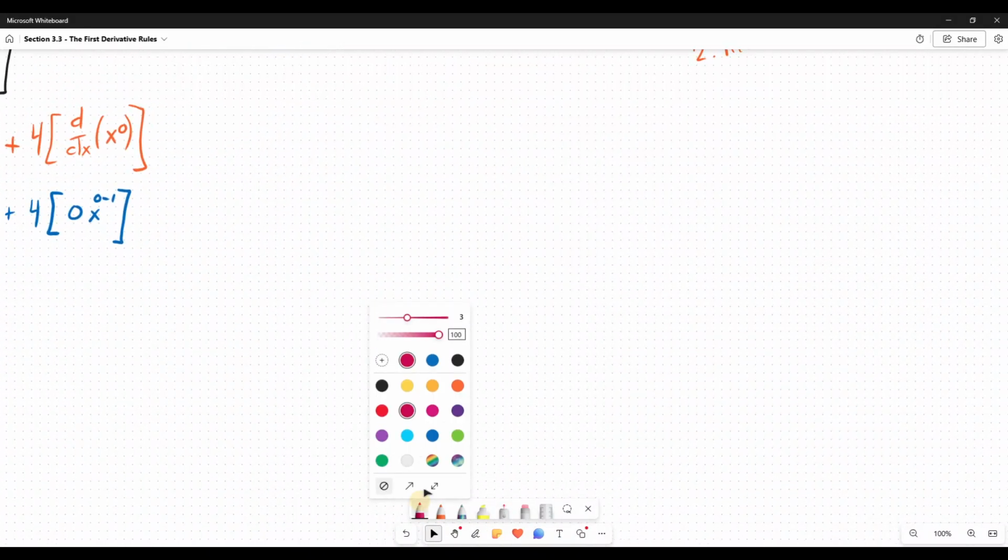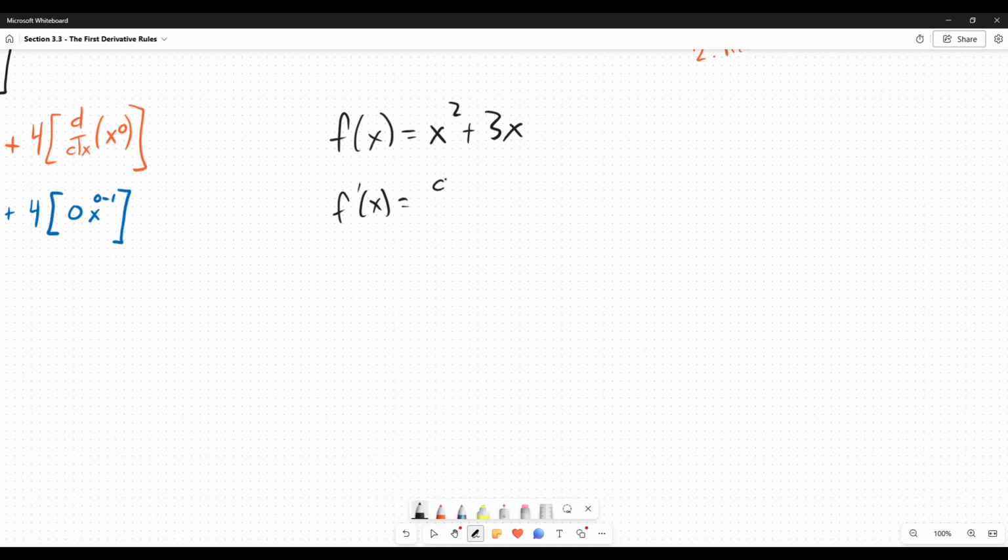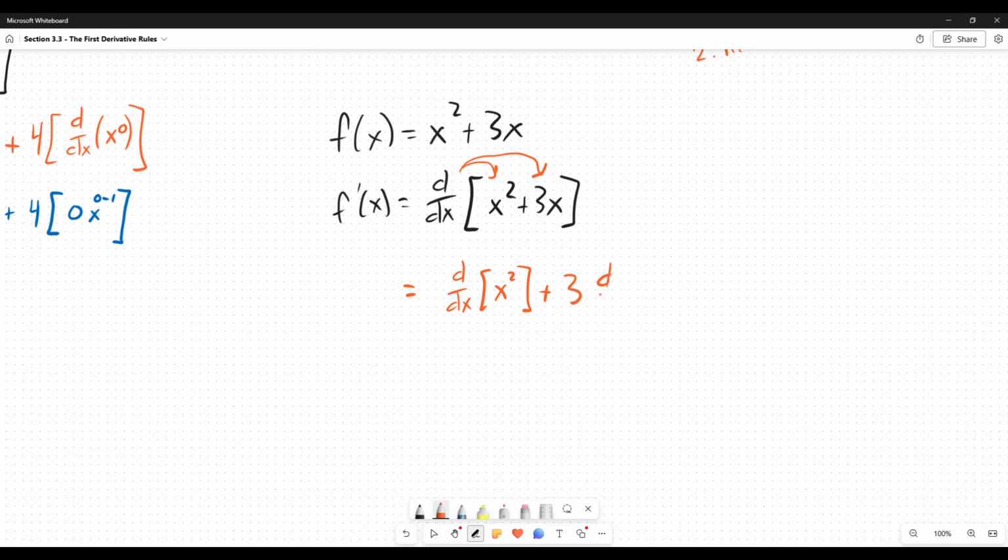So, once again, f of x equals x squared plus 3x. The question is, what is f prime of x? So once again, we're going to take a derivative on x squared plus 3x. We're going to ignore the constants, and we're going to bring in that derivative operator. This is going to be the derivative of x squared plus 3 times the derivative of x. And as a reminder, I'm going to always write x to the 1.